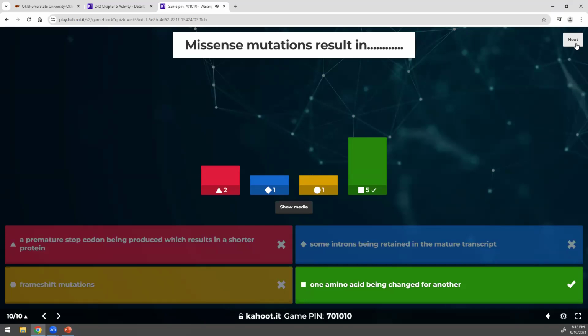Yeah, so much, you guys got this one. It's going to be one amino acid for another. These are just terms that you're going to have to be familiar with, right? So this missense is going to be changing the amino acid. The nonsense is turning your amino acid into a stop instead.